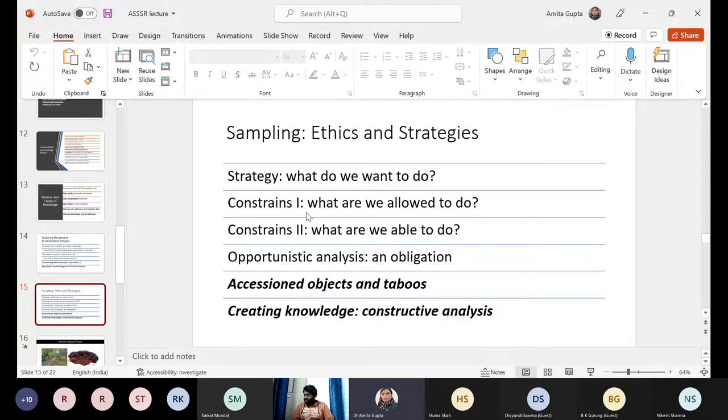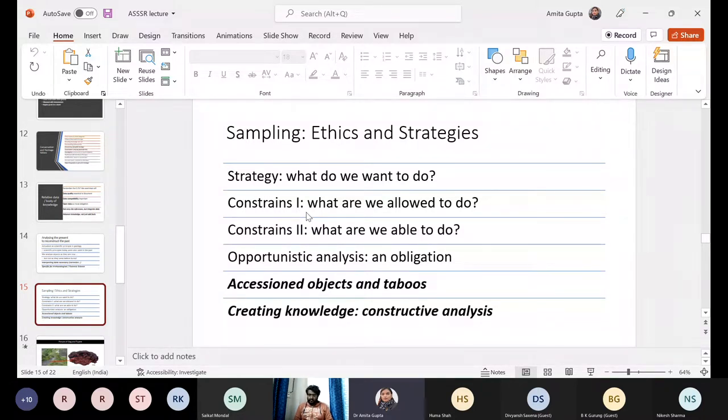If you are going to see something in the museum and you say, I'm going to deal with the chemical properties of this particular sword or gold item, you have to be aware of your limitations as well, because you are going to ruin the item. If something is found only once in history, from the past, then you need to be very careful. The second constraint is: what are we able to do?